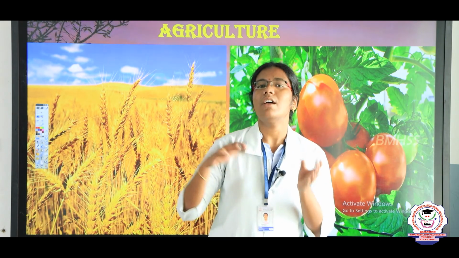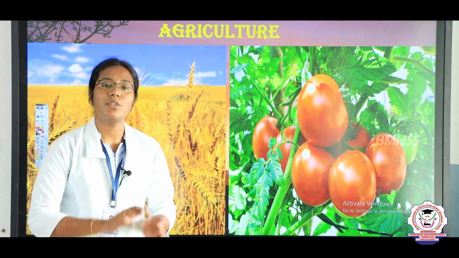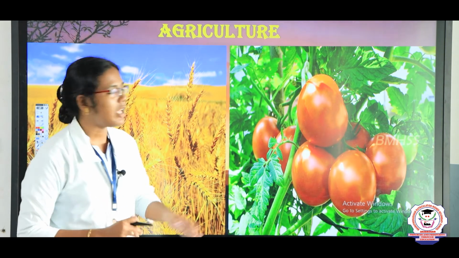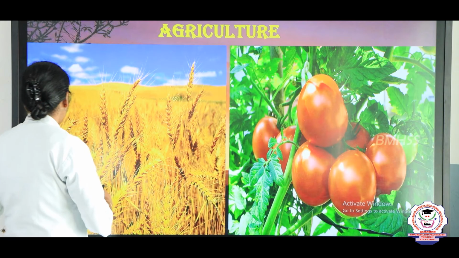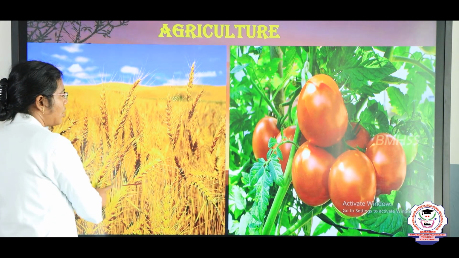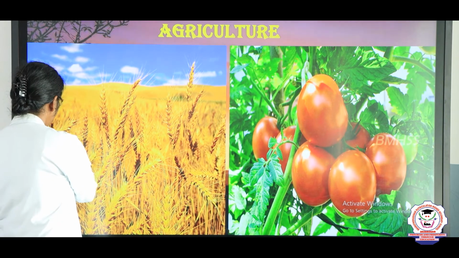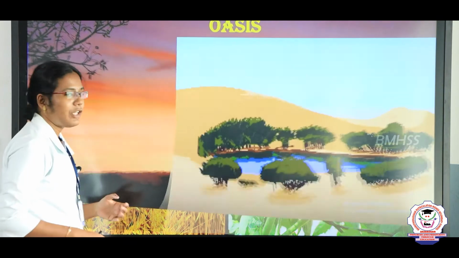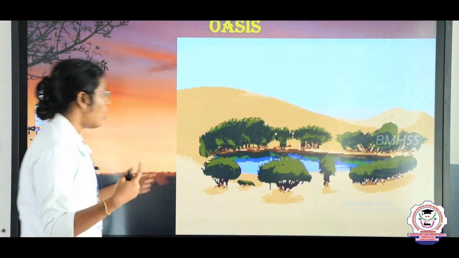How, ma'am? How do they do agriculture with sea water? Right, I will tell you. They remove the salt from the sea water, then the water is used for agriculture purposes. So they cultivate crops like wheat, tomato, melons, etc.